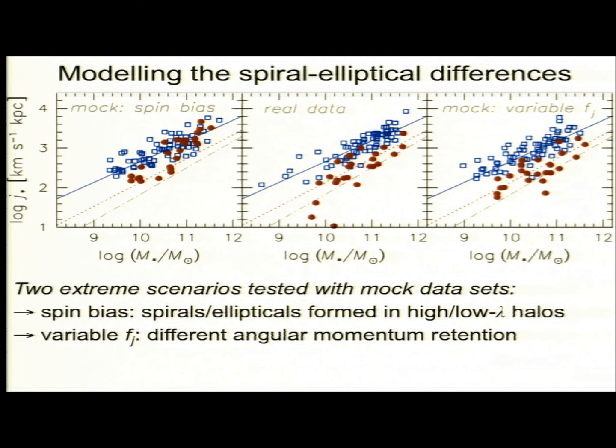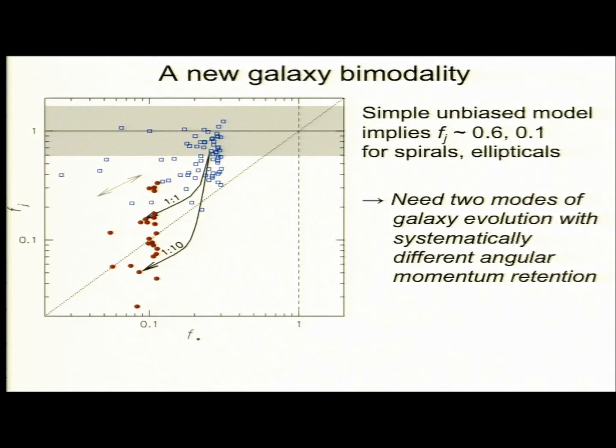So we could take another extreme case and say, okay, well, let's just say they all have the same types of halos, but they lost different amounts of specific angular momentum with a different fJ factor. We call that variable fJ parameter. And that on the right seems to work pretty well. So that works. That doesn't work. This does. And of course, the truth could be somewhere in between.